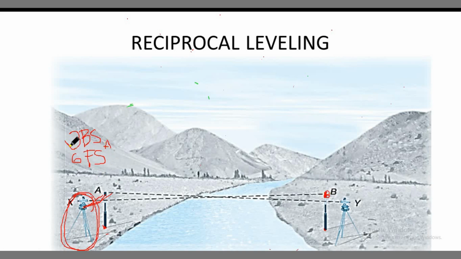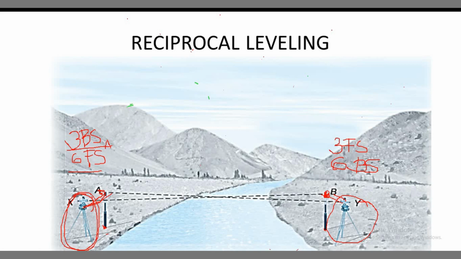Then, after na nakuha mo itong 3 backside at saka 6 na foresights, ilipat mo ngayon si instrument sa tabi ni point B. Pag nilipat mo na siya ngayon doon, take and record 3 consecutive foresight readings on point B. Pag nilipat mo na siya dito sa tabi ni point B, kuha ka ng 3 foresights para kay B. Tapos, 6 na backsides para kay A. Ganon yung procedure nitong reciprocal leveling.